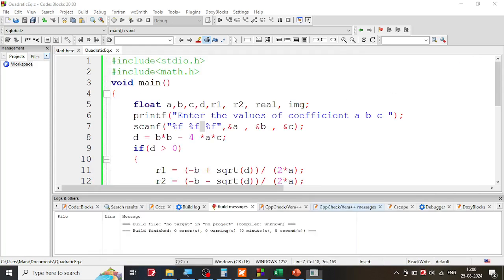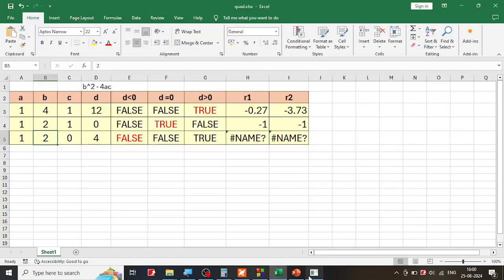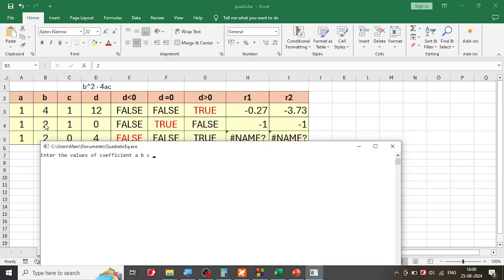It's one and the same. So I pressed any key and it's gone. Let me run it. Remember, only then this thing is going to come. Let me run it again. And this time I'm going to put these three values: 1, 2, 1.